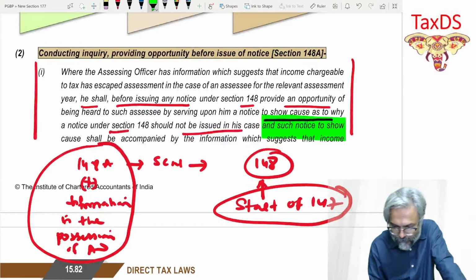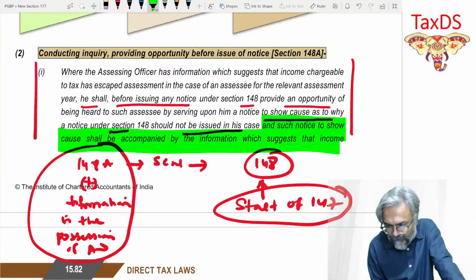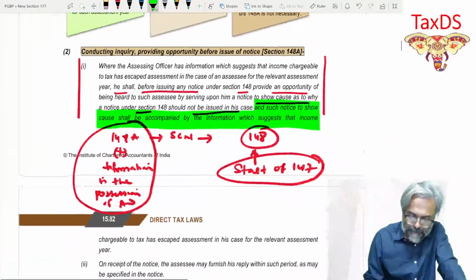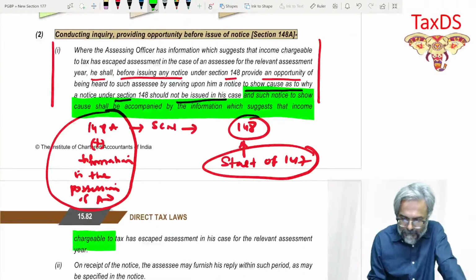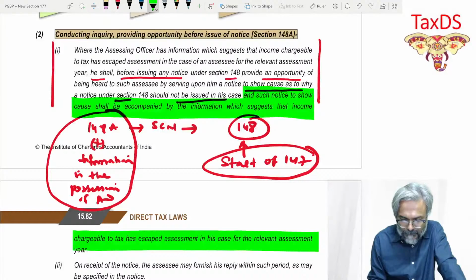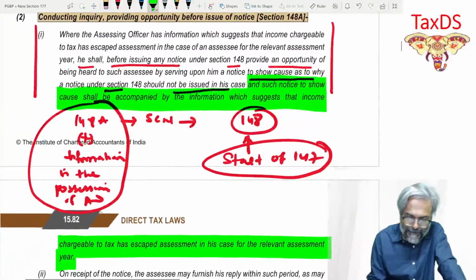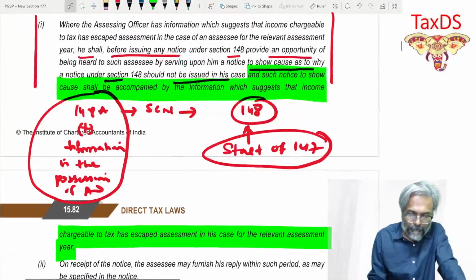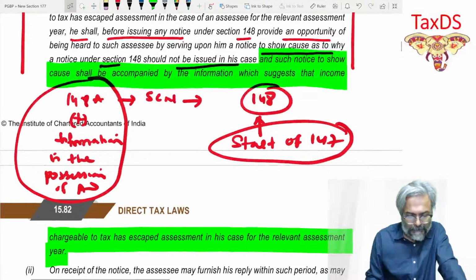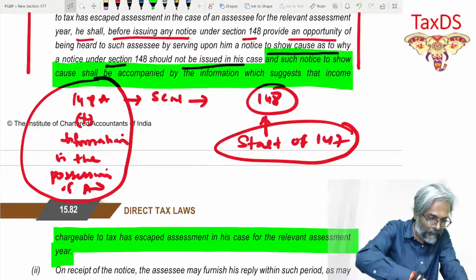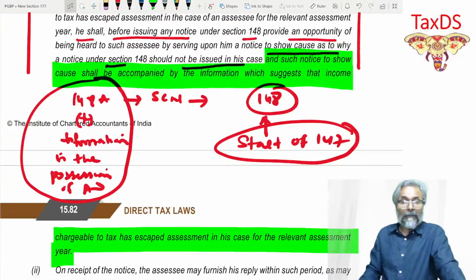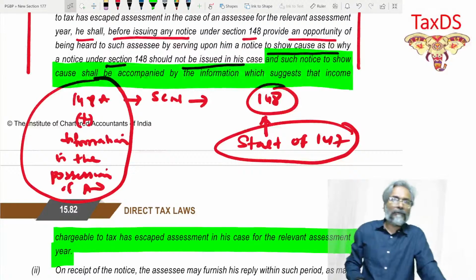And such notice to show cause shall be accompanied by the information which suggests that the income chargeable to tax has escaped assessment for the relevant AY. Is that point clear to all of you? Is everyone clear with this one? This is an important point, students. I'm telling you why this is an important one, students.